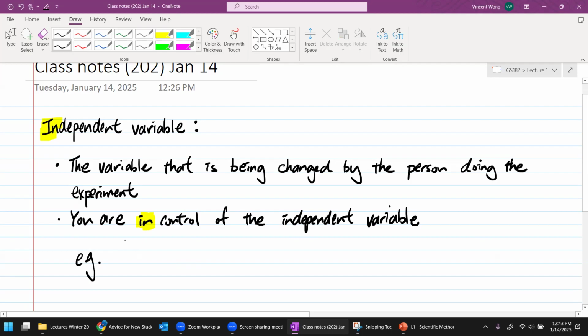Let's say we try to do an experiment to test the hypothesis that more sunlight will make a plant grow taller. Which one are you in control of? The amount of sunlight or how tall the plant is going to be? Right, the sunlight is what you can regulate. You can physically put the plant in the light or not. So that is the independent variable. You are in control of the independent variable. So that would be the amount of sunlight.